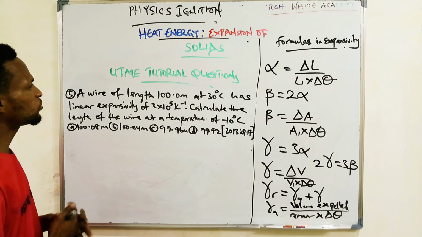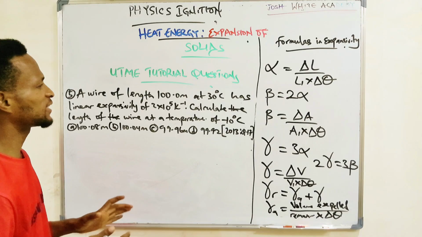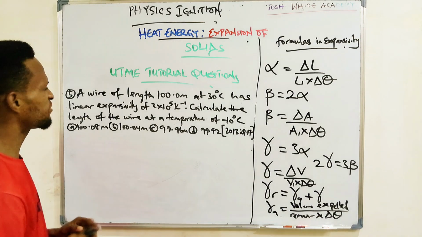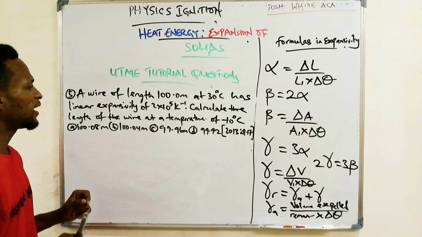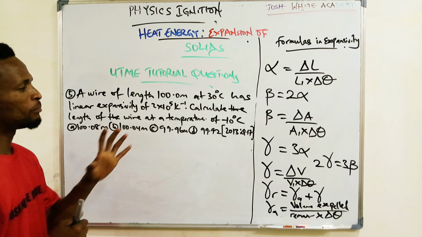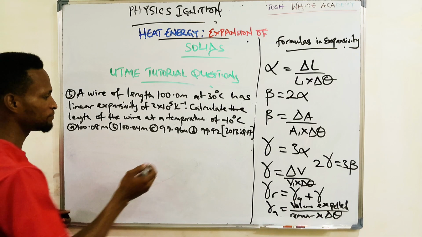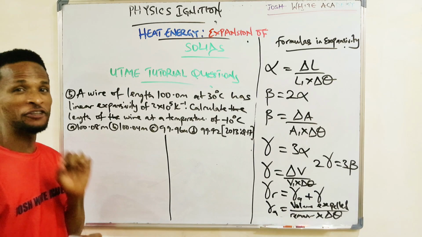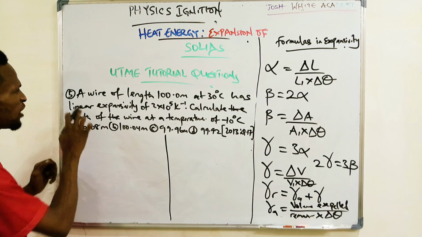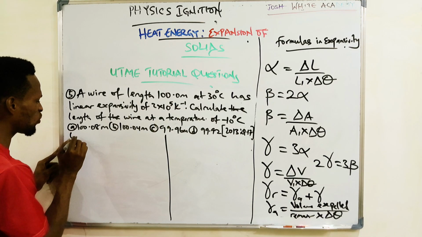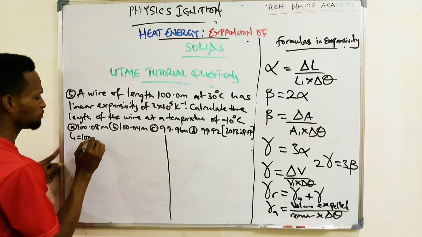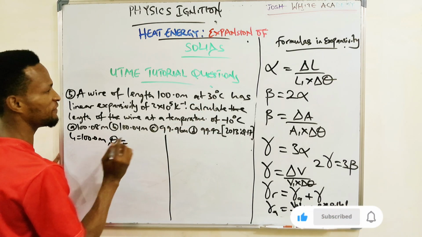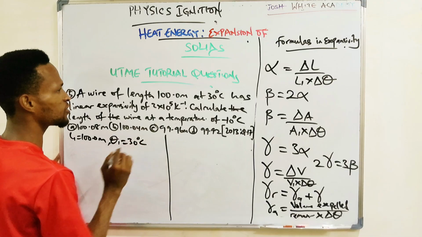So the next question. A wire of length 100.0 meters at 30 degrees Celsius has a linear expansivity of 2 × 10^-5. Calculate the length of the wire at a temperature of -10. Now the first thing, our culture in Josh White Academy, is to first write the data. A wire of length 100, that means the L1 is 100.0 meters at 30 degrees Celsius. That means our theta 1, our initial temperature, is 30 degrees Celsius.